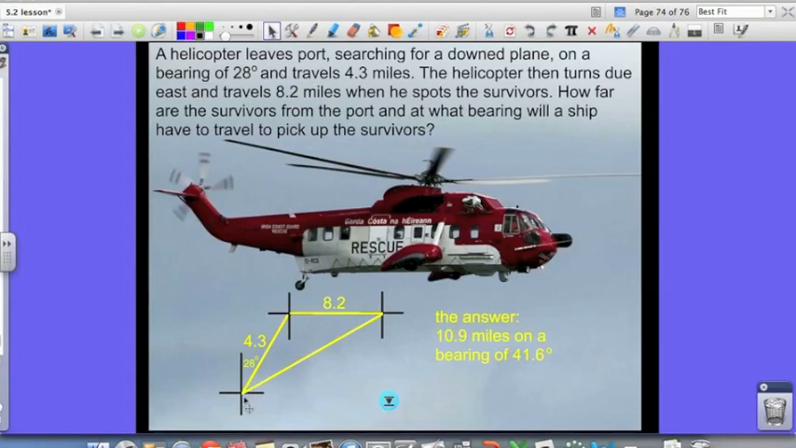But the idea now is the ship is going to go pick up these survivors. It needs to know how far the ship had to travel and what bearing, and the answers are right here. Has to travel 10.9 miles out of a bearing of 41.6. So for this particular problem, I don't have a step-by-step for you to follow, but I think there's enough kids in the class doing it. Take a look. If you got the answer, you're golden. If you messed up, take a look at what other students are doing and learn from that.